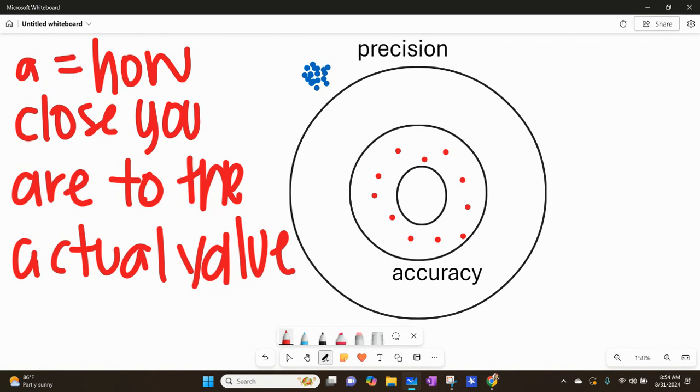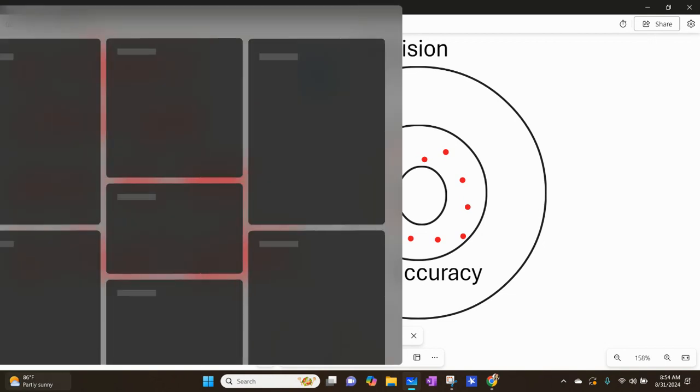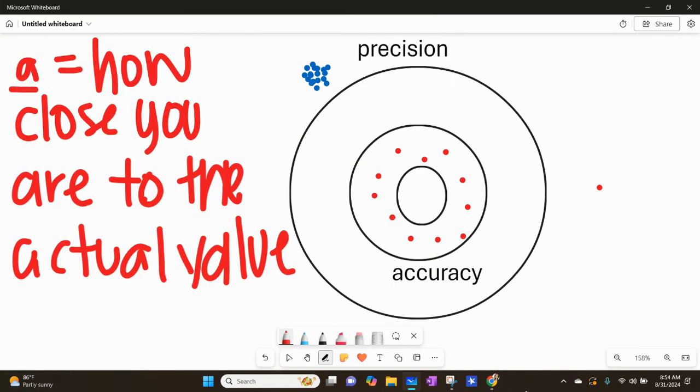Please don't mind my handwriting, but I talked you through it. So here on our diagram, we can see that for accuracy, the red points aren't spread close to each other, but they are extremely close to the value that we want, which is inside that black circle.